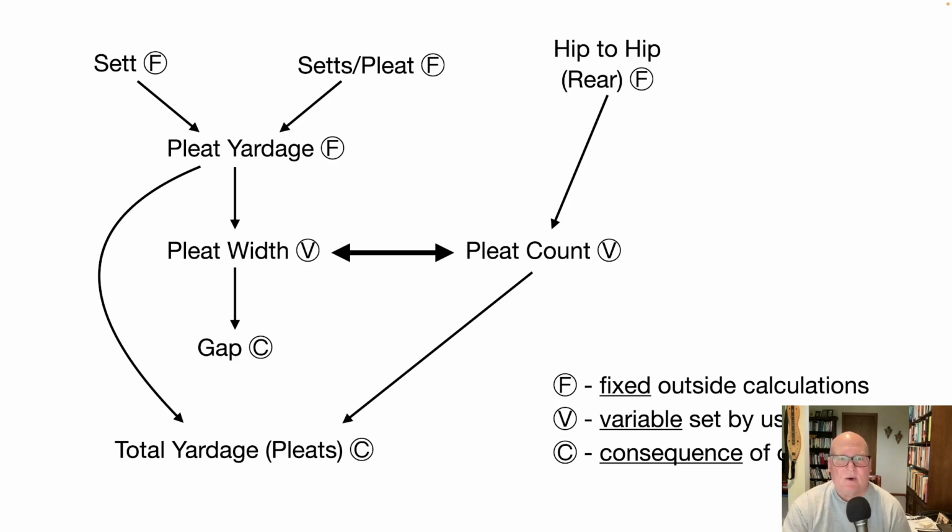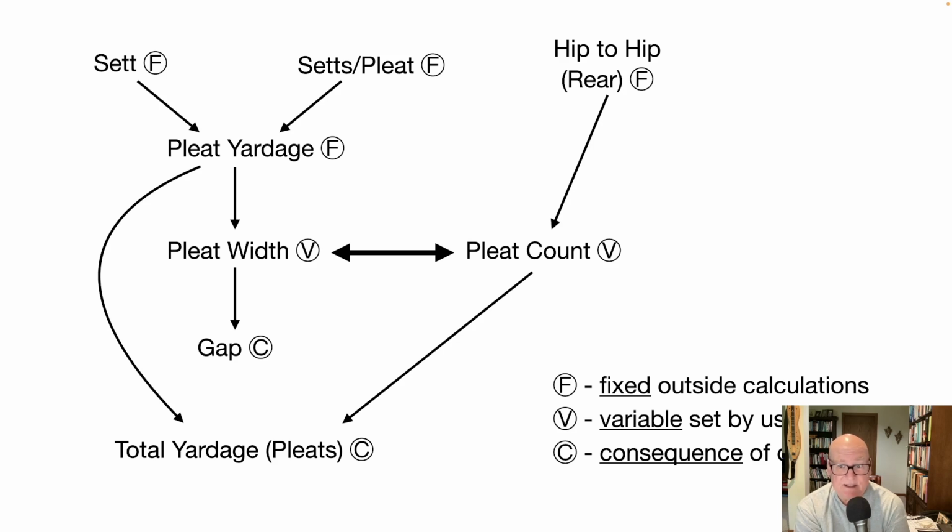So I marked all the computations here. The F means it's fixed from outside, so if you change a value, those F ones are not going to change. If I change pleatWidth, all four of those on top stay the same for pleatCount. V means I can change it. So pleatWidth is a variable, pleatCount is a variable. Changing one affects the other, so we have to be a little careful there.